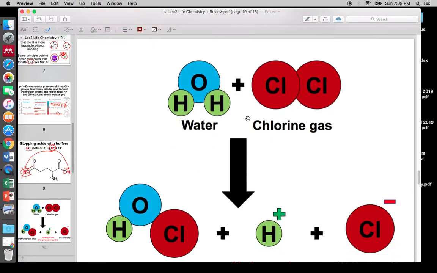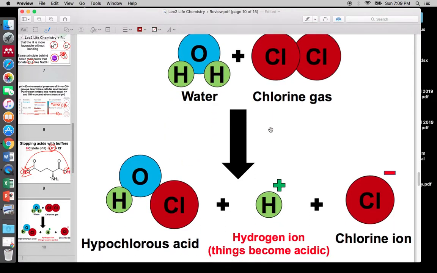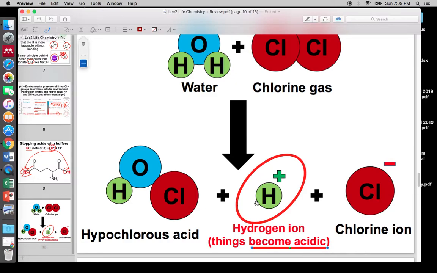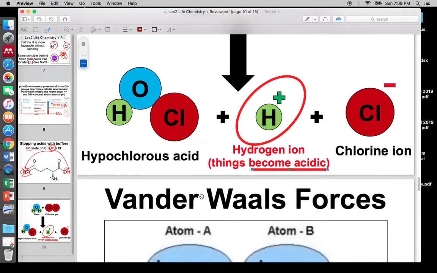So this was the example we talked about in class, how when certain things react and certain acids react, in this case we react with water, you end up with a free hydrogen ion. And then the more of these that you get, the more everything becomes acidic. And that's the basic concept.